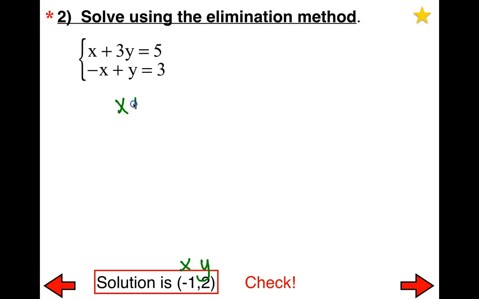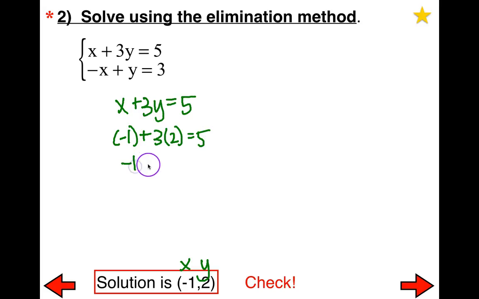We have x plus 3y equals 5. For x's, I'm going to put a negative 1. For y's, I'm going to put a 2. So we have negative 1 plus 6 equals 5. This is true. So it works for the first equation. But again, with systems, you want to make sure that it works for both.